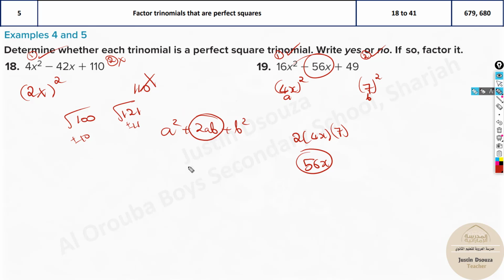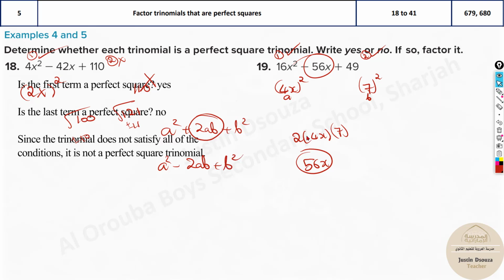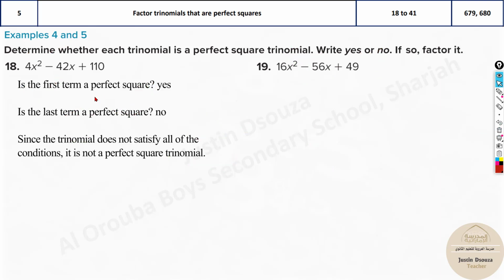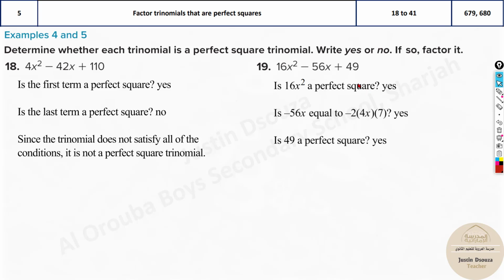Because there are two formulas. Why the sign doesn't matter is, this can be either this one or a squared minus 2ab, sorry, minus 2ab plus b squared. So there are two formulas, right? So it's the second one. You can see here, this was not a perfect square, so the second step was wrong. Here this was a perfect square. Yes, this was.